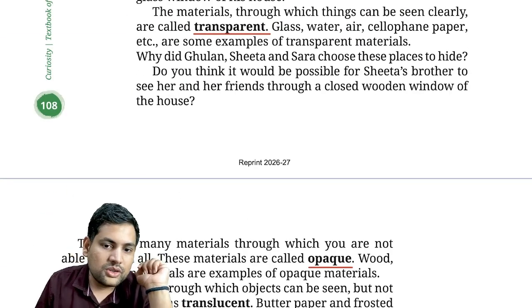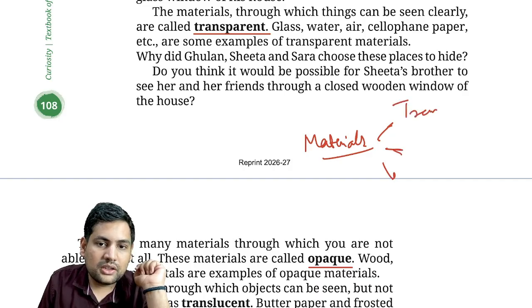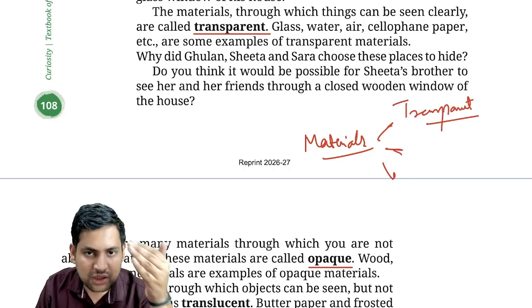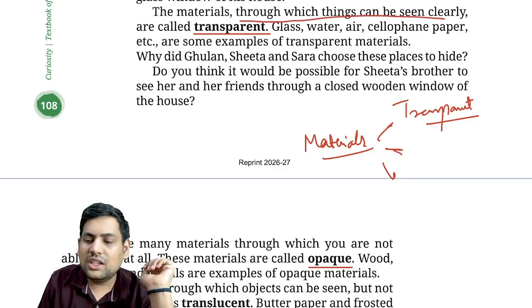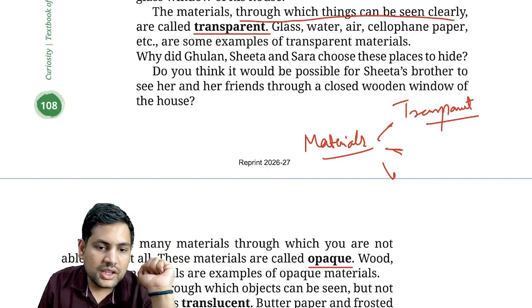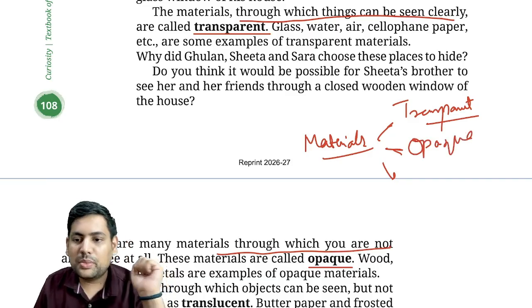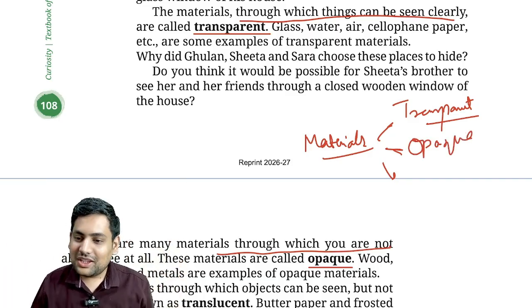This you understand. So materials can be of three types here. The first is transparent. What is transparent? Like the glass, correct? Beyond which you can see very clearly, the materials through which things can be seen clearly. Then you come to opaque, the materials through which you cannot see at all. For example, I am also an opaque body. Can you see behind me? Okay, you cannot. So this is opaque.